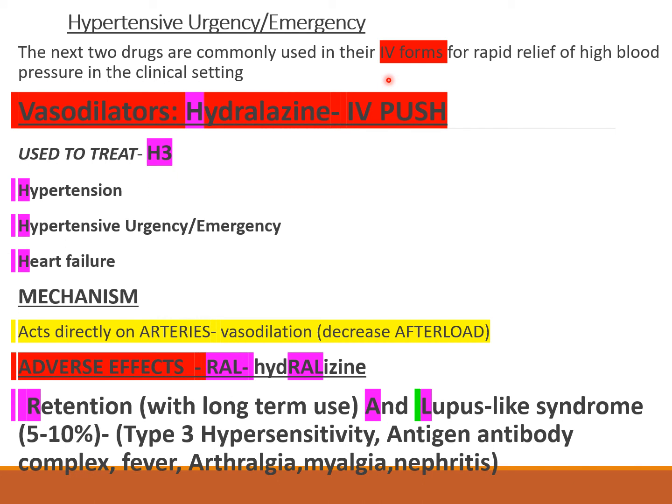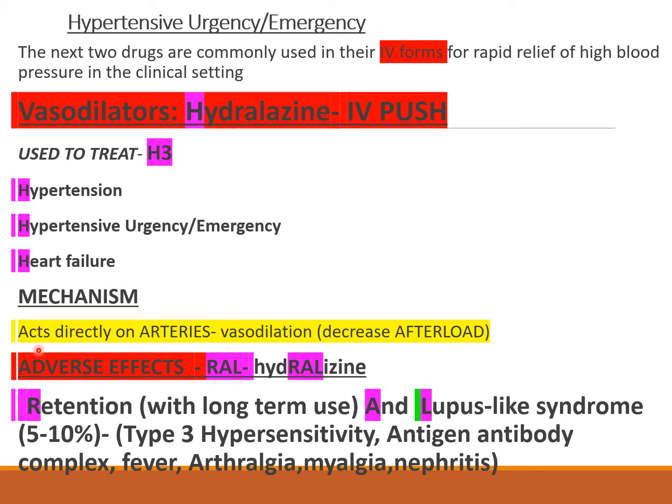Now we go on to the IV forms, hypertensive urgency drugs. These are given as IV. The first one which we are discussing is the vasodilator hydralazine. This is an IV push drug. All right. The mnemonic over here is H3. H for hydralazine and H3 over here for its uses. What is the H3? Hypertension, hypertensive urgency, emergency, and heart failure.